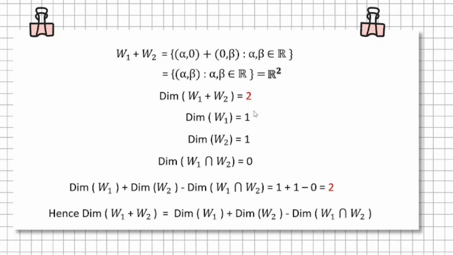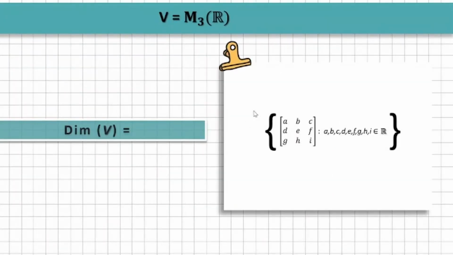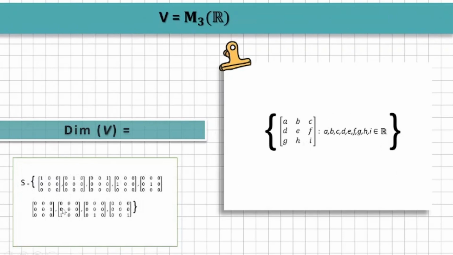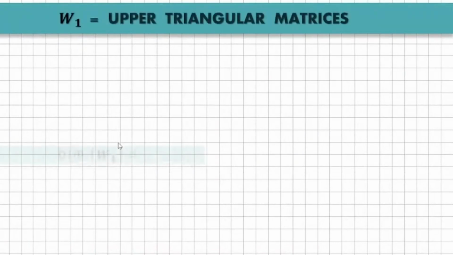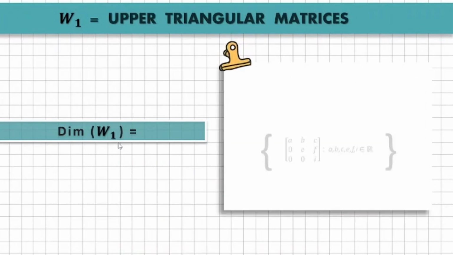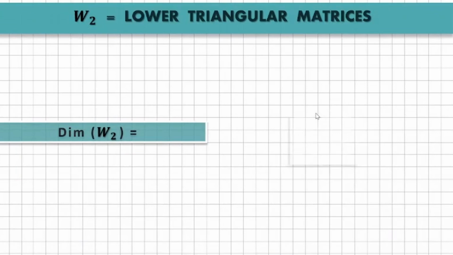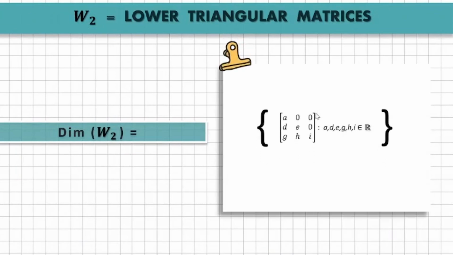For this example, let's consider another example. Now let's consider the vector space M3 of R. This is the basis for M3 of R, right? Then what is the dimension of M3 of R? 9. Yeah, that's 9. Now let's consider a subspace W1 of M3 of R consisting of upper triangular matrices. Then what is the dimension of W1? 6. Yeah, that is 6. Similarly, let W2 be the lower triangular matrices. Then the dimension of W2 equals? Again 6.